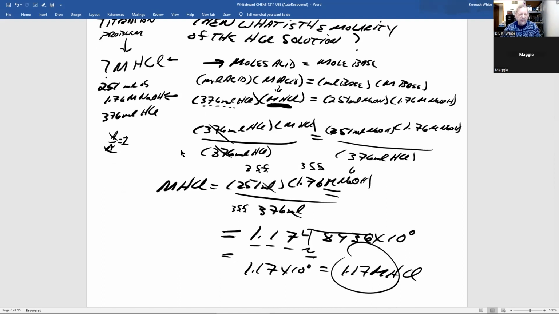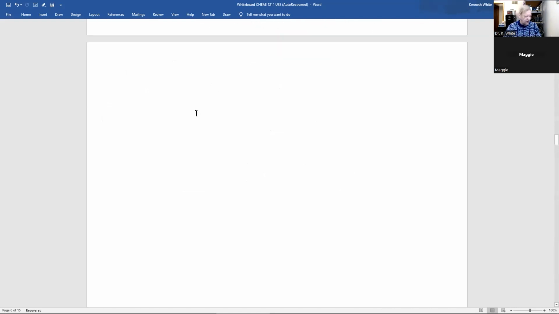And the moles of acid is milliliters of acid times molarity. The moles of base is milliliters of base times molarity of base. We put in those numbers. This is the unknown we're trying to find. We get it alone on one side by dividing the number we're trying to get rid of, and you do the calculation. And that's how you do a titration. Let's do one more.